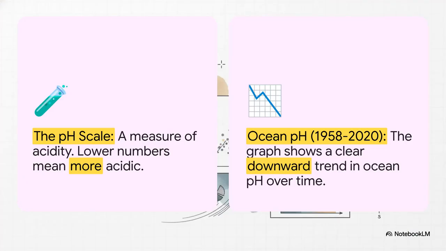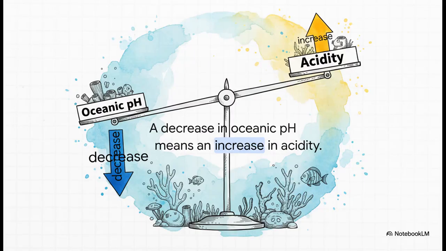All right, let's break down this first question. On the left, we have the pH scale. This is our cheat sheet. The most important rule to remember is lower numbers mean more acidic. Got it? Okay. Now look at the graph on the right. See that line? It's clearly trending down, right? That's showing what's happened to the ocean's pH for more than 60 years. So, what does a decreasing pH actually mean? It means our oceans are becoming more acidic. And boom, just like that, you've read your first scientific chart. A simple line going down on a graph tells a massive story about our planet.